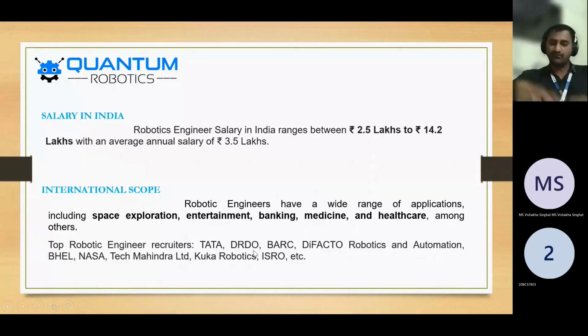But if we join DRDO, we'll be getting a position as a B3 scientist or a B4 scientist. This is one of the particular roles. Or, not as a scientist, we'll be getting research fellowships.